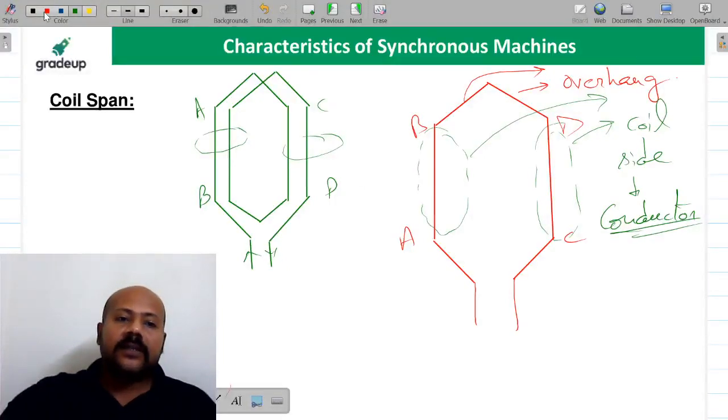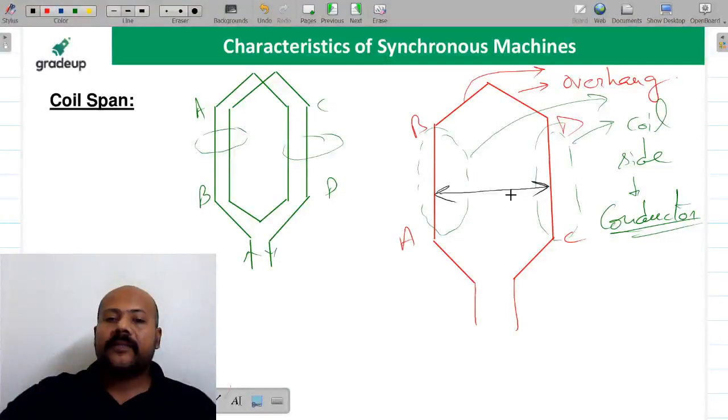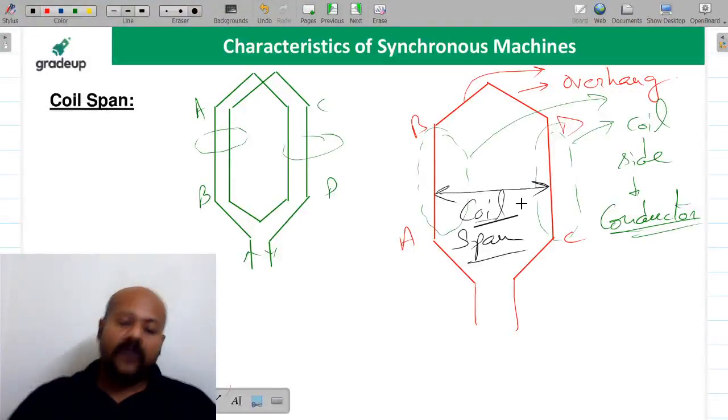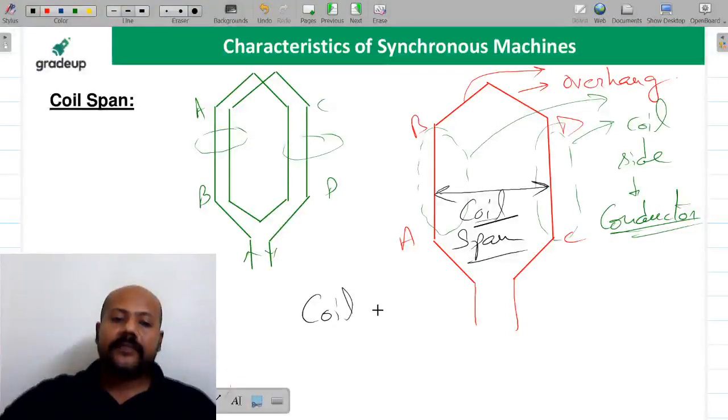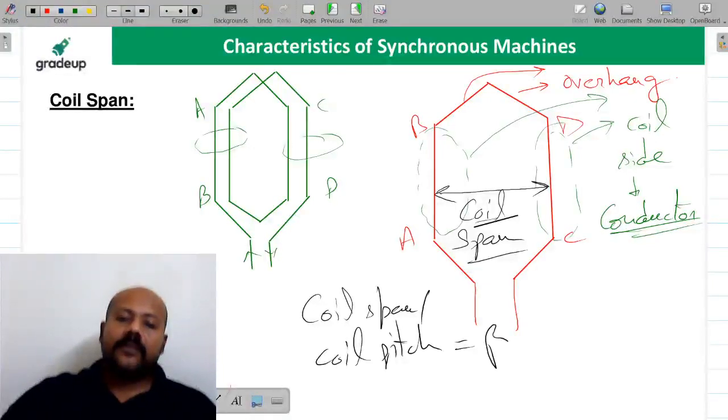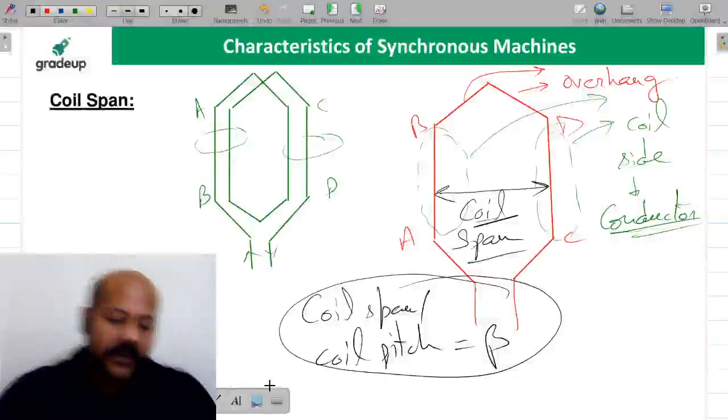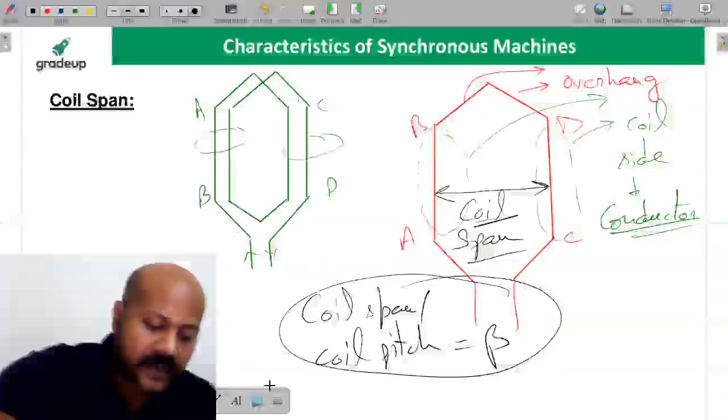Now beta, this distance between the two coil sides AB and CD, this distance we are calling as the coil span. I hope it is clear to all of you. This beta we are calling as the coil span or the coil pitch, and this we are denoting with the angle beta. Is it clear to all of you? Yes, Raghuveer, you are right.